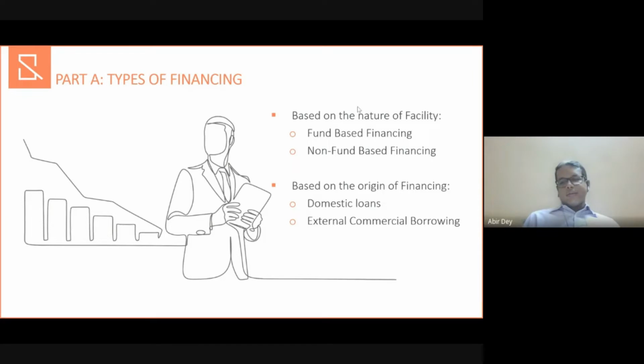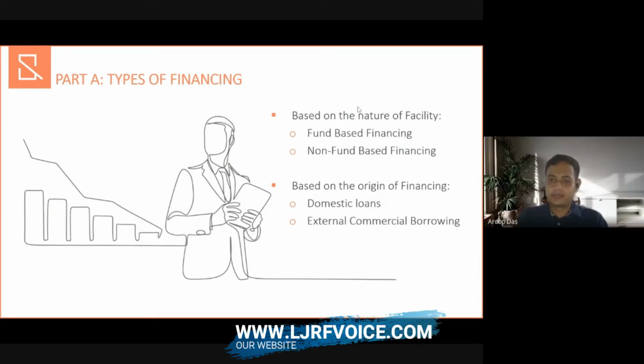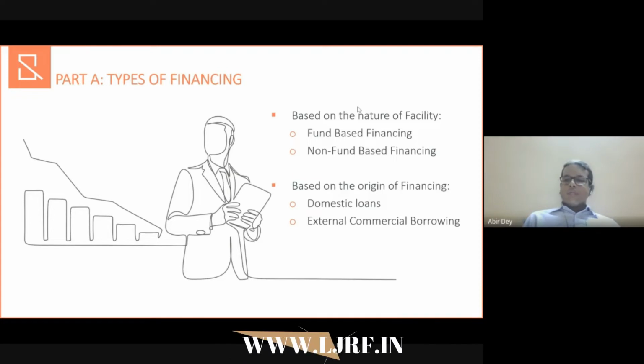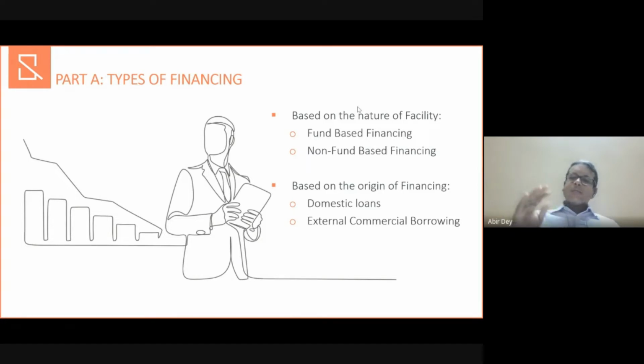Correct. So thanks, AROOP. These are the two things. One is, as we explained, fund-based financing. Another is non-fund-based financing. There are different types of financing, like structured financing and other sorts, but for your understanding, these are the two basic things: fund-based and non-fund-based. Now, next comes the origin of financing.